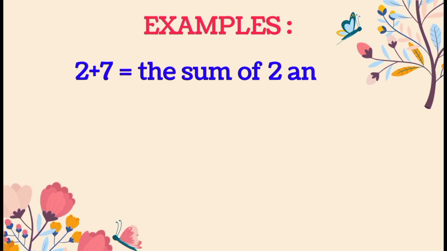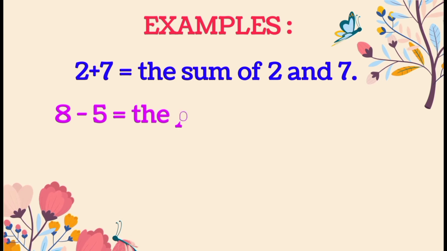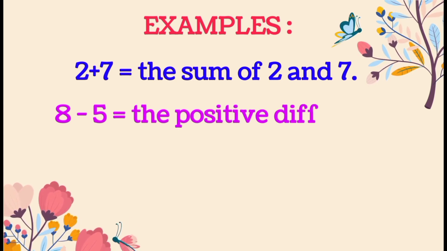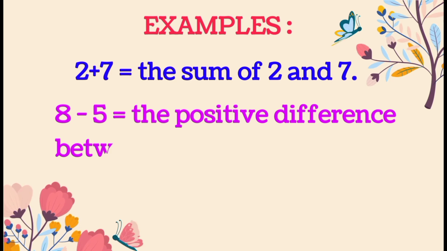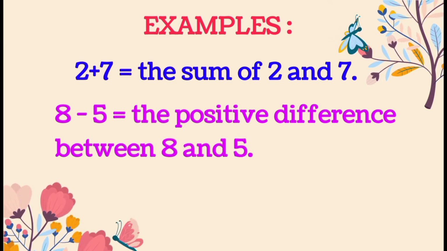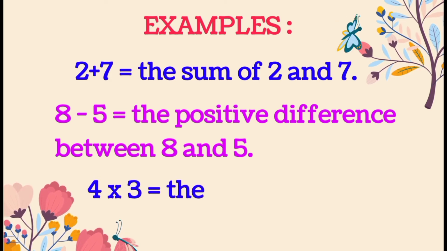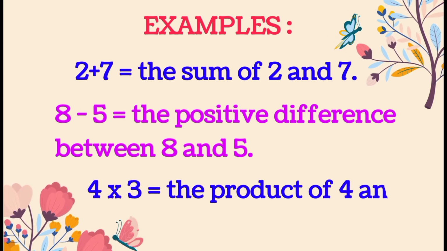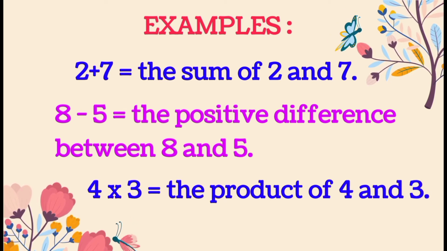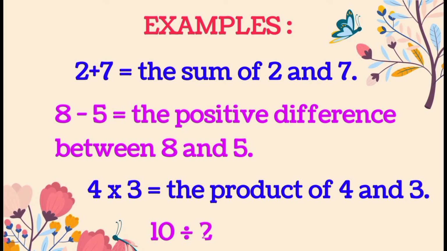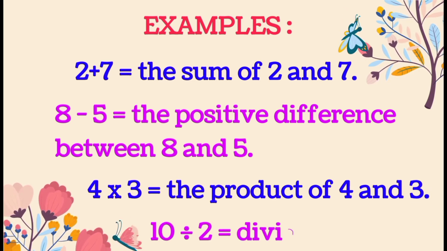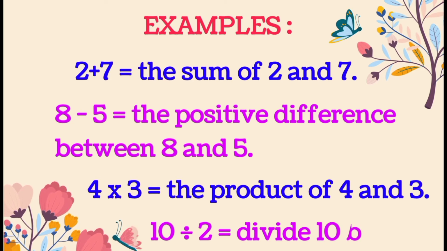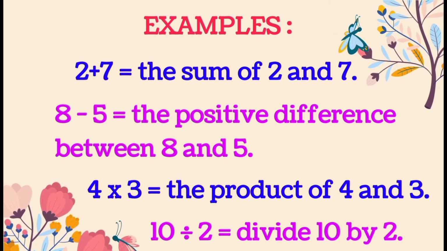2 plus 7 in words can be translated as the sum of 2 and 7. 8 minus 5 in words can be translated as the positive difference between 8 and 5. 4 times 3 in words can be written as the product of 4 and 3. And lastly, 10 divided by 2 in words can be written as divide 10 by 2.